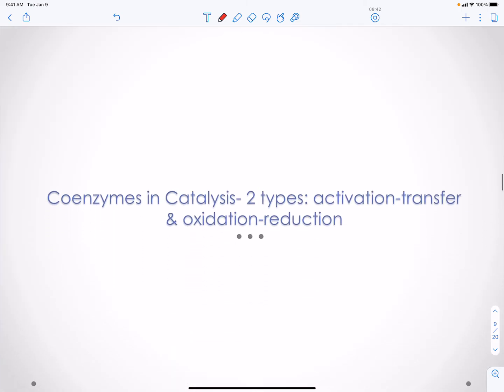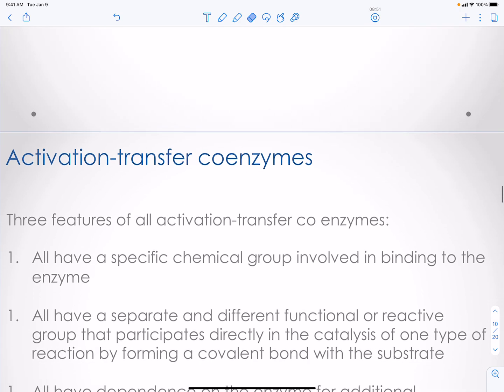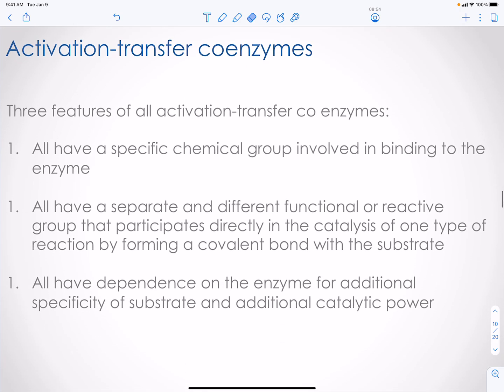So in general, there are 2 main categories of coenzymes. They're called activation transfer coenzymes or oxidation reduction coenzymes. Now we'll talk first about our activation transfer coenzymes because they are going to have 3 main features. They all have a specific group that's involved in binding to the enzyme. And then they're going to have a separate and different functional group that participates in a catalyst by forming a covalent bond with the substrate.